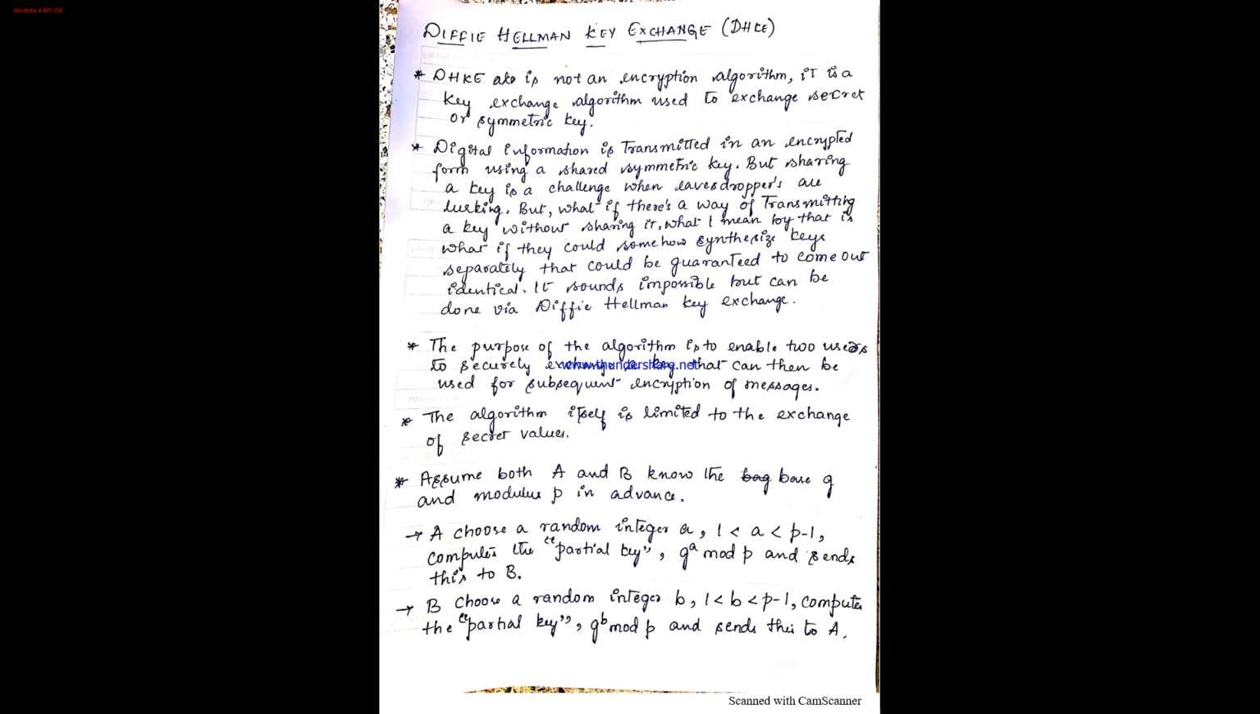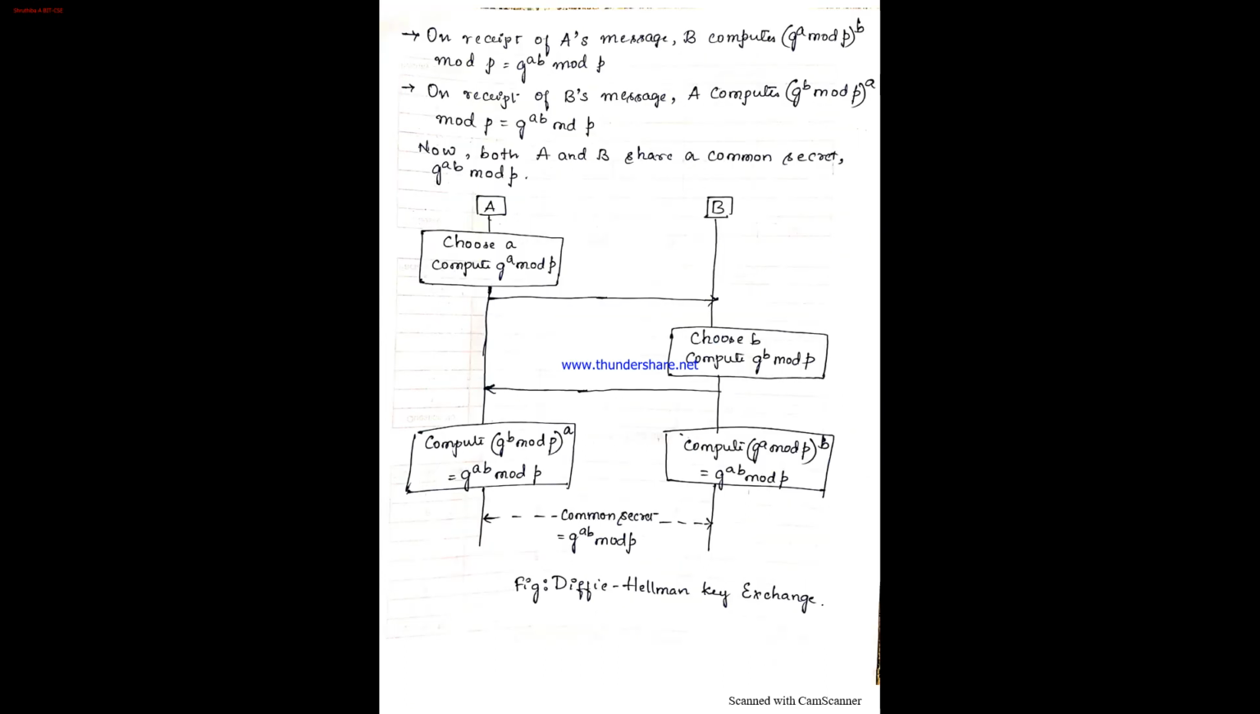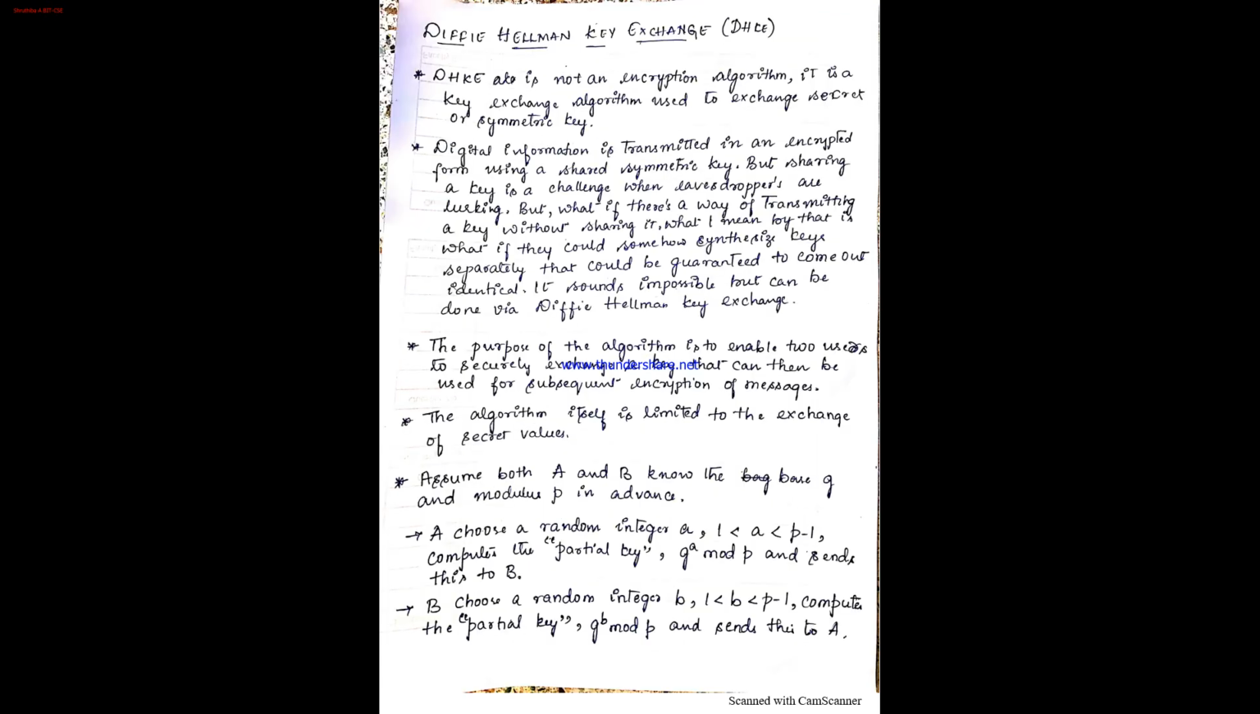You can better understand the algorithm in this diagram. First, assume both A and B know the base g, the generator, and a modulus p in advance. So they'll have the set. The value might be 11, the 11 we discussed in the previous video. So Z11 will have values from 1 to 10.